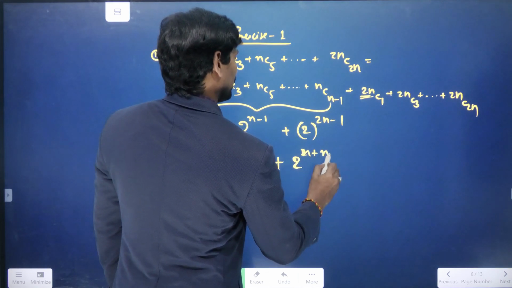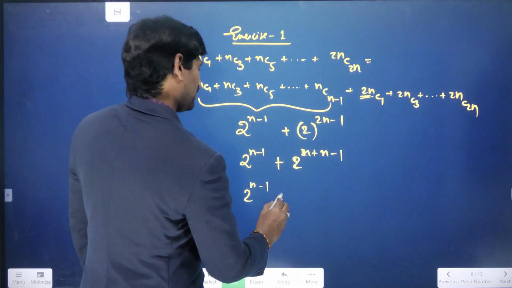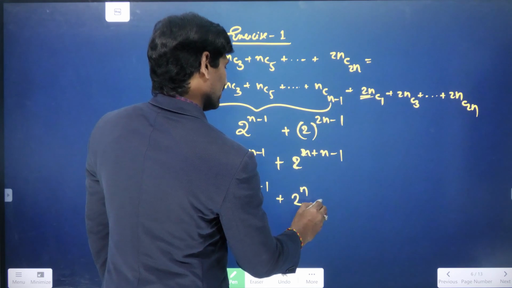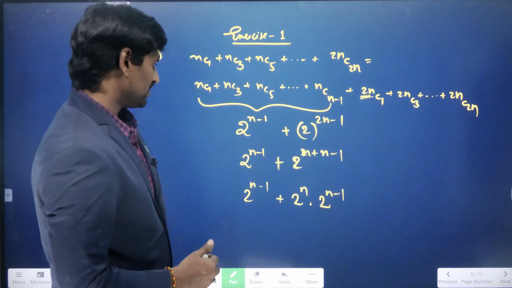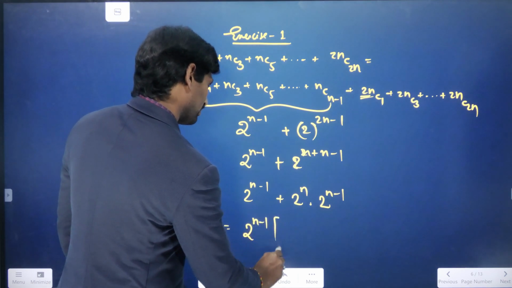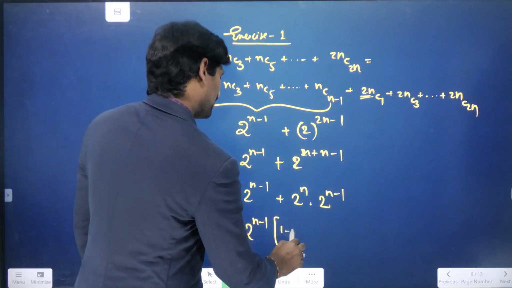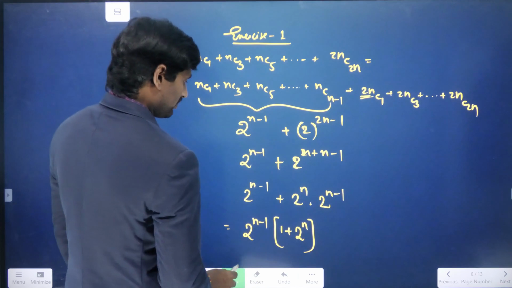N plus n minus 1. That means 2 power n minus 1 plus 2 power n into 2 power n minus 1. According to the laws of exponents, we can write like this. So let us try to take 2 power n minus 1 common from both of the terms. This will be 1 plus 2 power n. Okay? 1 plus 2 power n.